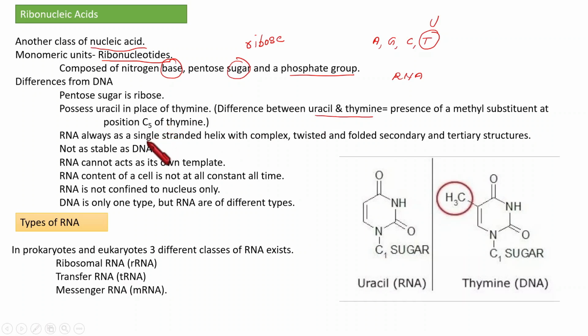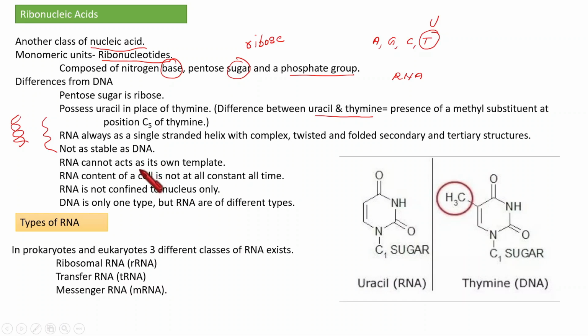We know that DNA is a double stranded structure, but RNA is always single stranded. That is another difference. And even if it is single stranded, it usually gets twisted and folded to form its secondary and tertiary structures. The next difference is that RNA is not as stable as DNA. Stability wise, it is weak when compared with DNA.